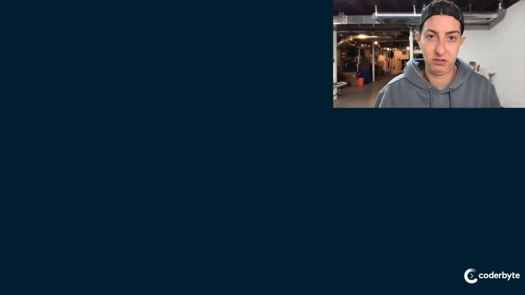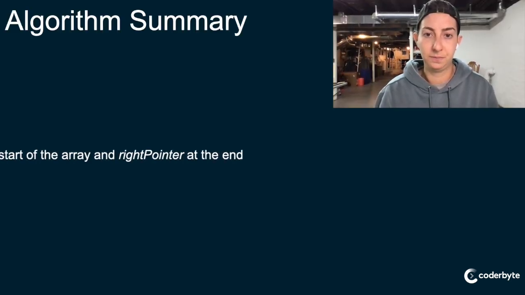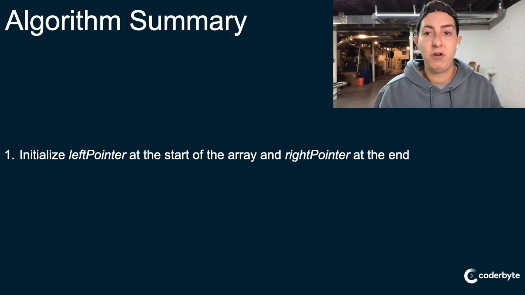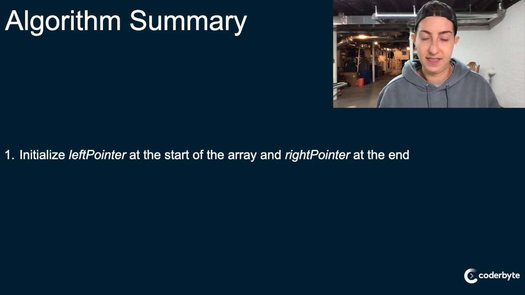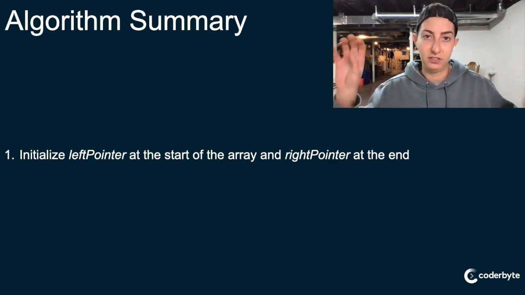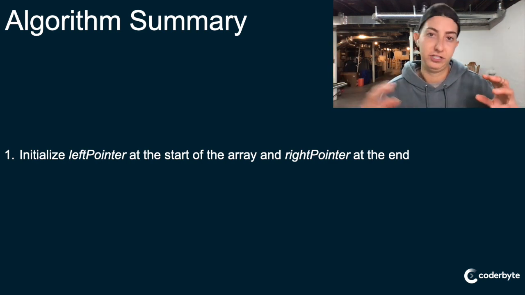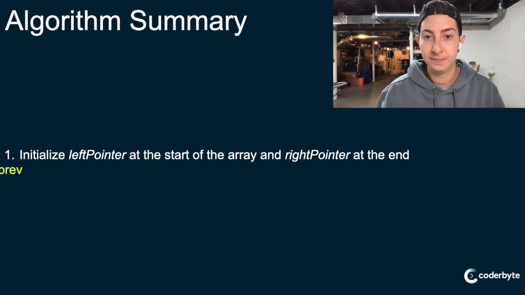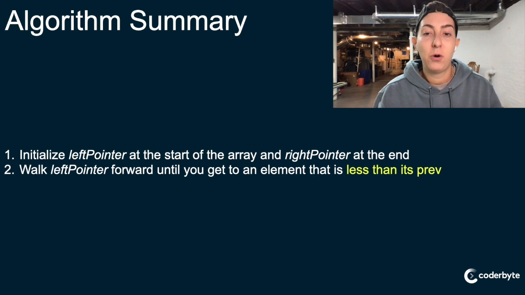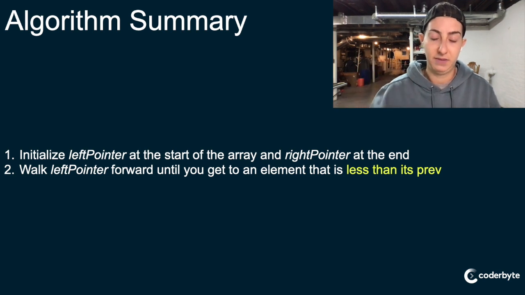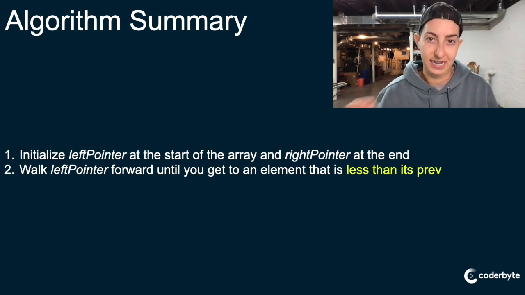So let's summarize the algorithm in words, which is sometimes useful. Initialize a left pointer at the start of the array and the right pointer at the end of the array. Again, this is kind of a repeat of this subpattern of having the 2 pointers at either end and converging with some logic in between. Walk the left pointer forward until you get to an element that is less than its previous. So continue to increment that left pointer until you get something that is out of order.